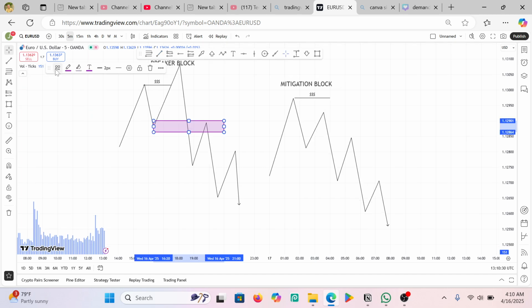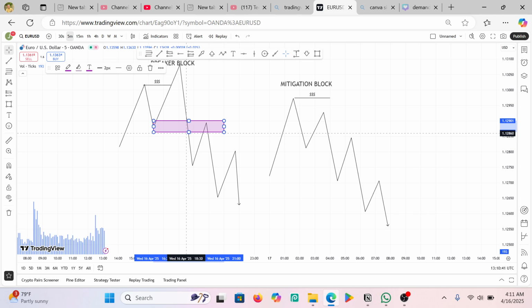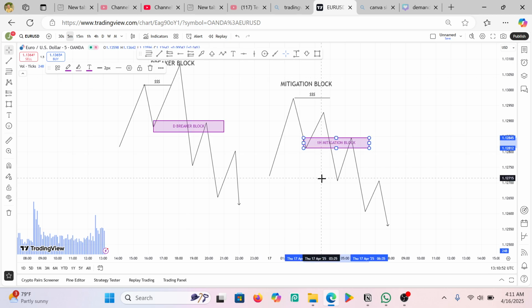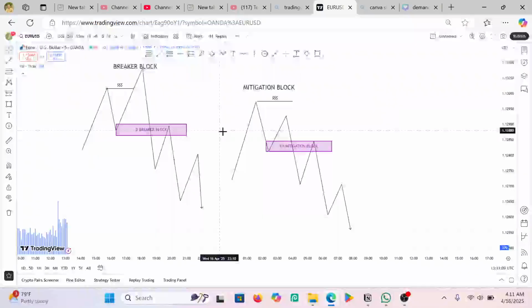This is a breaker block. Any breaker block can be a monthly breaker block, any. And this is a mitigation block. In a mitigation block, there's no sweep of liquidity above that high, and when identifying a breaker block, there's a sweep of liquidity above this high. That's the simplest difference between a breaker block and a mitigation block.